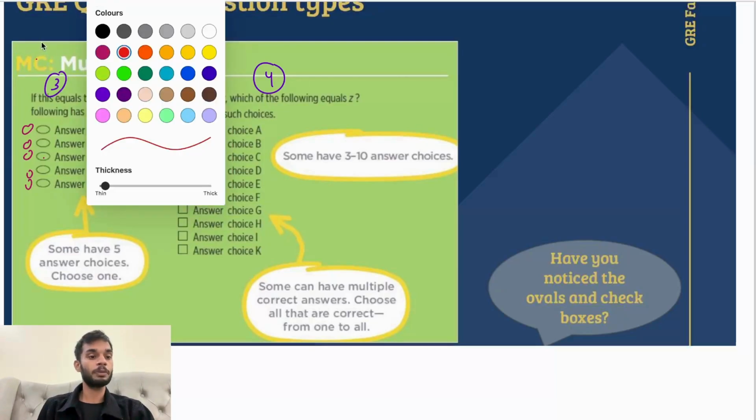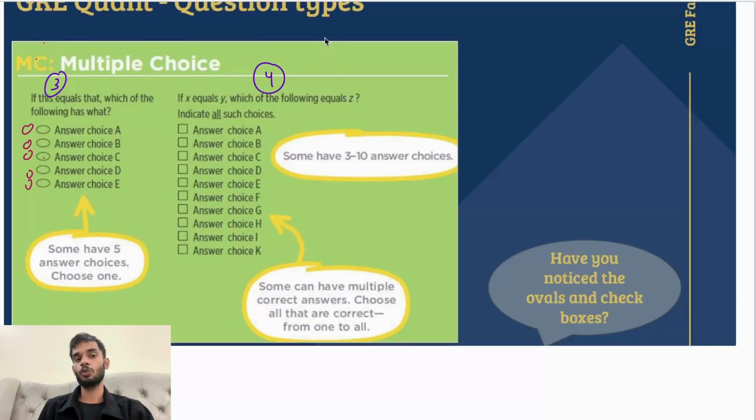Now, what's the fourth and last type in the quant section? MCQ select at least one or more. You can say at least one right answer. At least one right answer means it can have more than one correct answer as well. Let's say it can have only option A correct. It can also have A and B both correct, or A, B, C all correct, or A, B, C, and G correct.